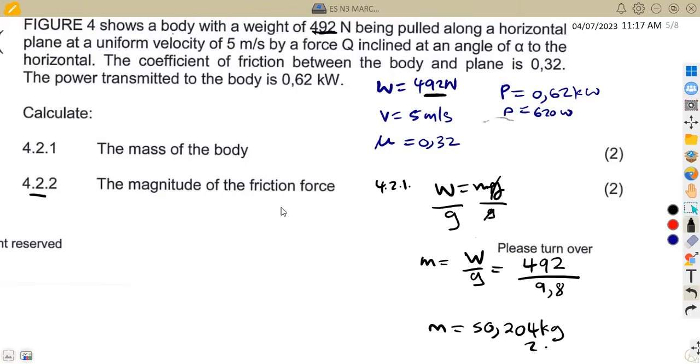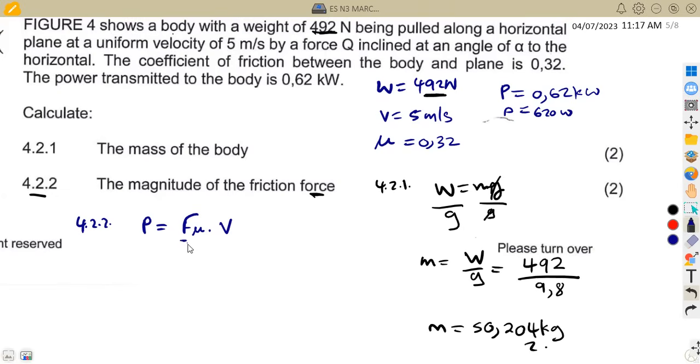4.2.2, the magnitude of the friction force. Where can we get the friction force? We have got power and we have got velocity. Remember that power is a product of the frictional force times the velocity. The question is for us to calculate the magnitude of the frictional force. This frictional force is the horizontal component.